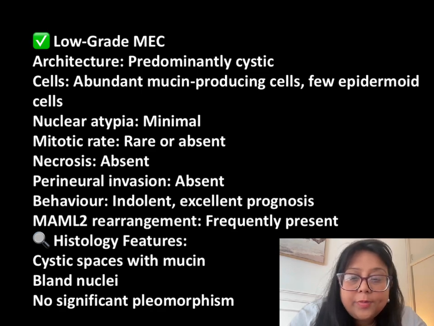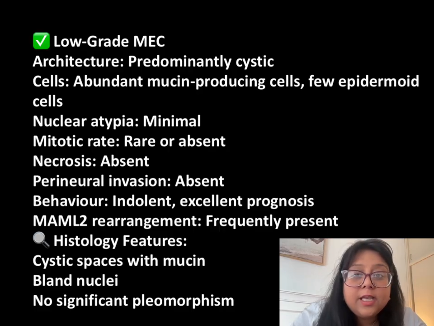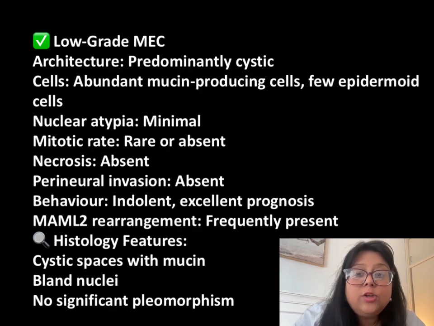In low-grade mucoepidermoid carcinoma, the architecture is predominantly cystic. Cells are mostly mucinous cells with few epidermoid cells. The nuclear atypia is minimal. Mitotic rate rare or absent. Necrosis absent. Perineural invasion absent. Behavior is indolent with excellent prognosis, and MAML2 rearrangement is frequently present. Histologically, it shows cystic spaces with mucin, bland nuclei, and no significant pleomorphism.